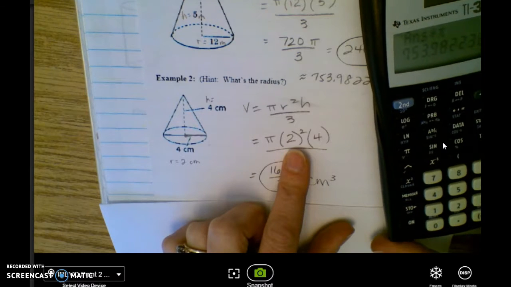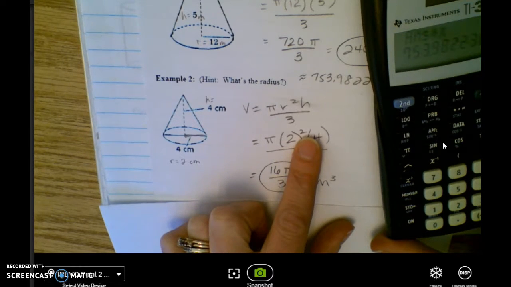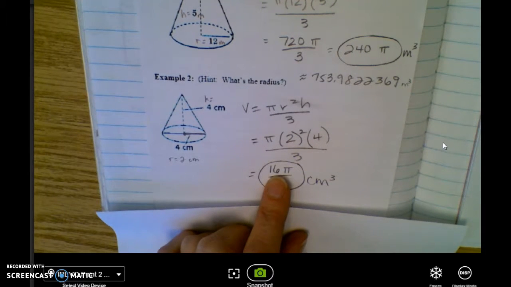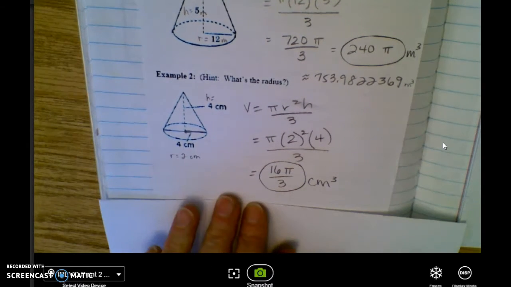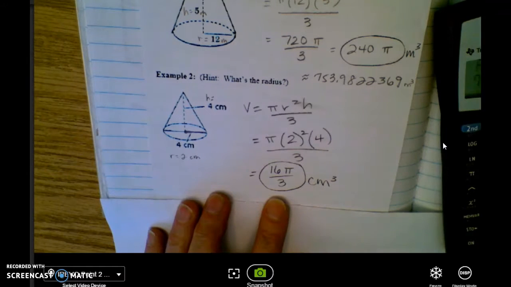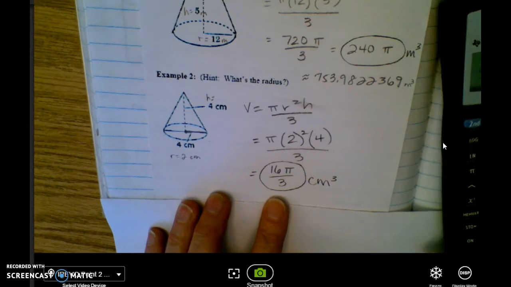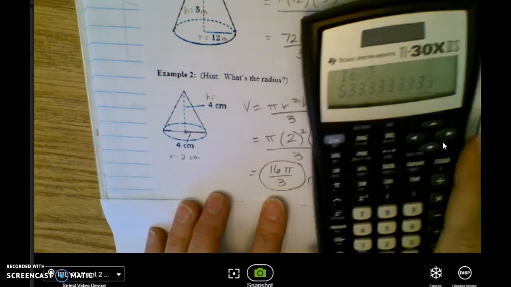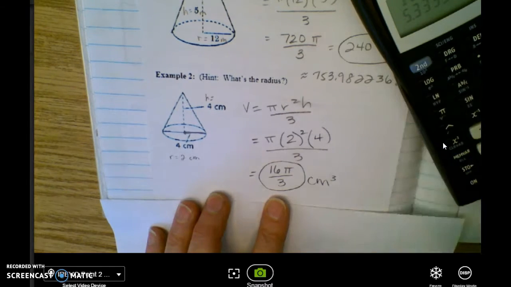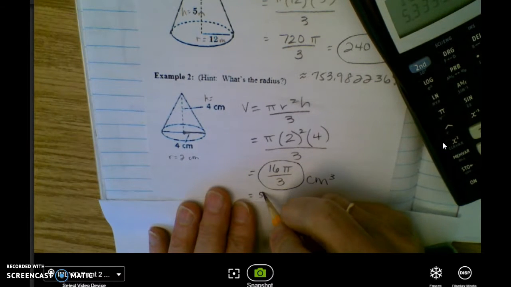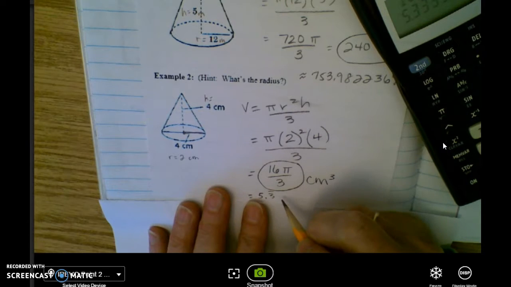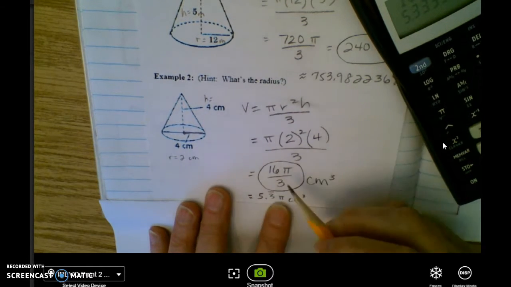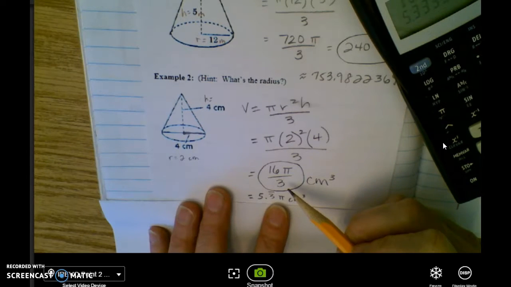So there's my radius of 2 that was plugged in. We're going to square it. We're going to times by 4. That should give you 16, and now we're going to divide by 3. One of the things that happens frequently is when you're dividing, you're going to get a repeating decimal. So another way I can write this answer is I can say that this is equal to 5.3 repeating pi. I'm still in terms of pi because I have it multiplied by pi, but what I did is I simplified the 16 divided by 3.